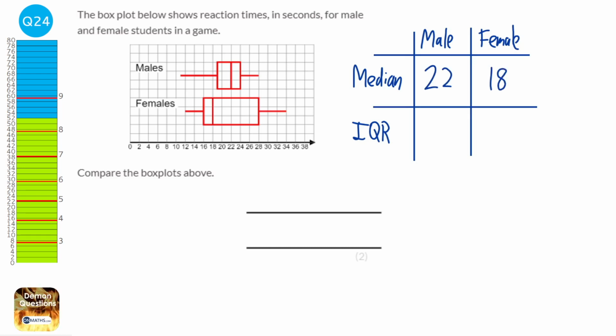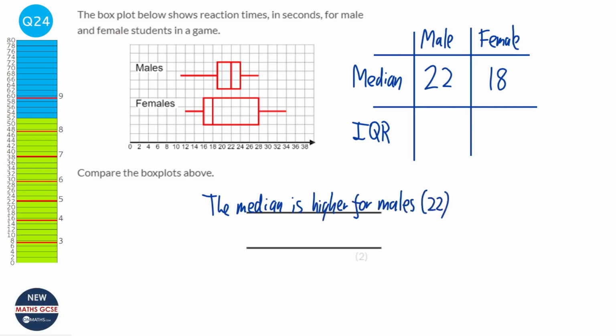So you say something like the median is higher for males, brackets 22, always show your values, than for females, brackets 18. Okay, easy. Next we're going to do interquartile range.